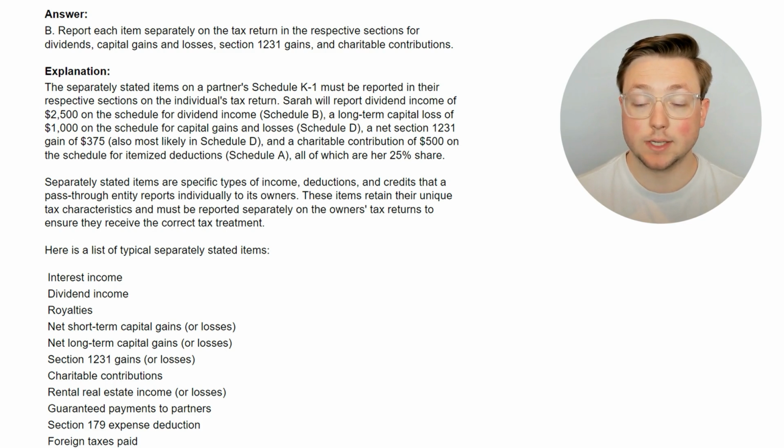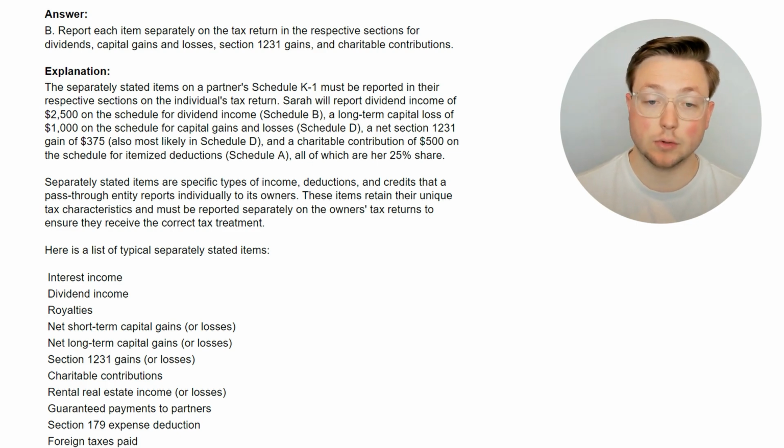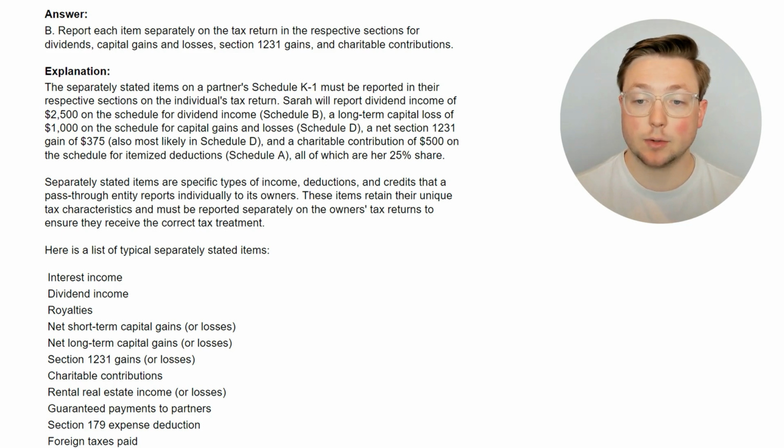Sarah will report dividend income of $2,500 on the schedule for dividend income, which would be Schedule B, a long-term capital loss of $1,000 on the schedule for capital gains and losses, which would be Schedule D, a net Section 1231 gain of $375, which is also most likely in Schedule D, and a charitable contribution of $500 on the schedule for itemized deductions, which is Schedule A, all of which are her 25% share.